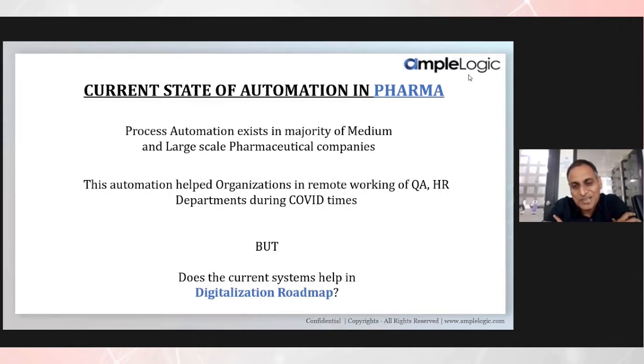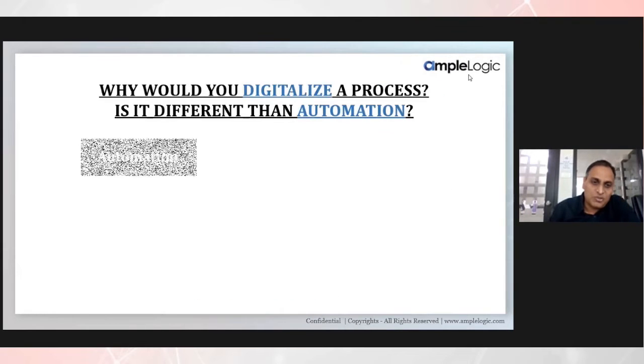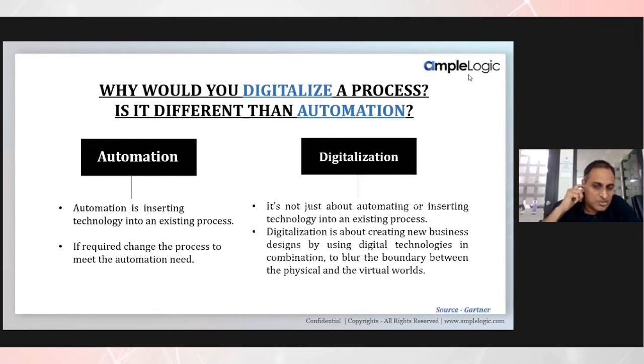Do these current systems help in the digitalization roadmap? Because in one area we are talking about automation and in another area we are talking about digitalization. So what is the difference between these two things? Automation is nothing but inserting a technology into an existing process. You are following certain things manually, and when the organization has grown from 100 people to a 1,000 people company, you cannot manage the manual processes. So that's where you go for automation, and that automation is really converting your existing process into an automated process, so electronically you can manage the things.